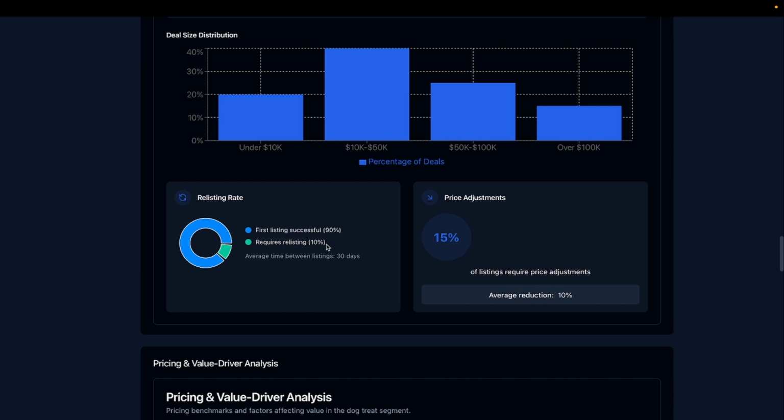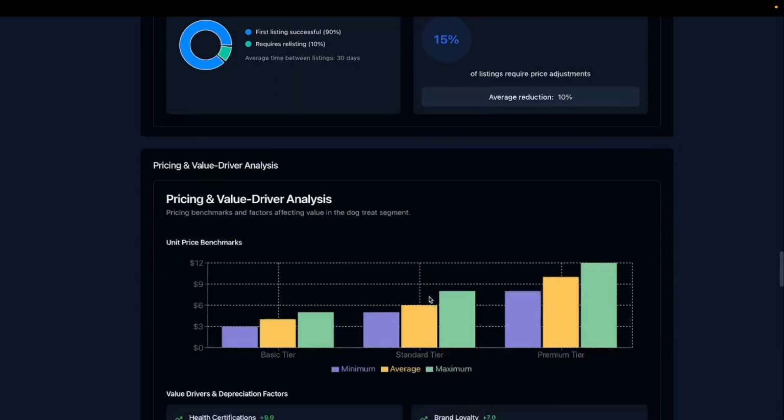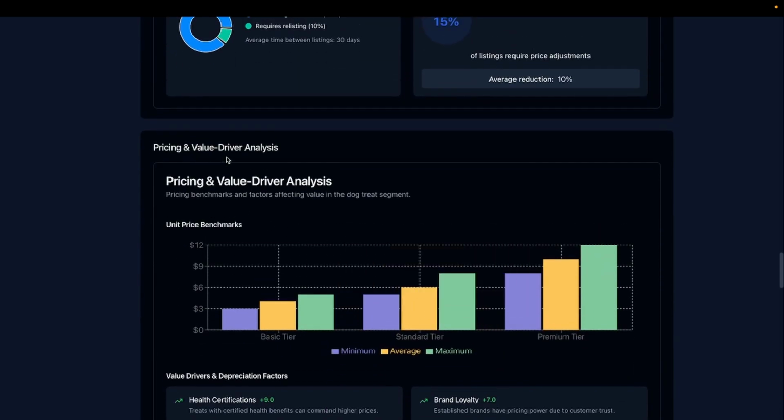First listing successful, obviously, because it's ice cream. I don't think there would be a second listing in ice cream. Requires a relisting, yeah, maybe like some weird niche thing going on. There's price adjustments 15%, alright, reduction of 10%. Let's take a look at the pricing and value driver analysis, right?